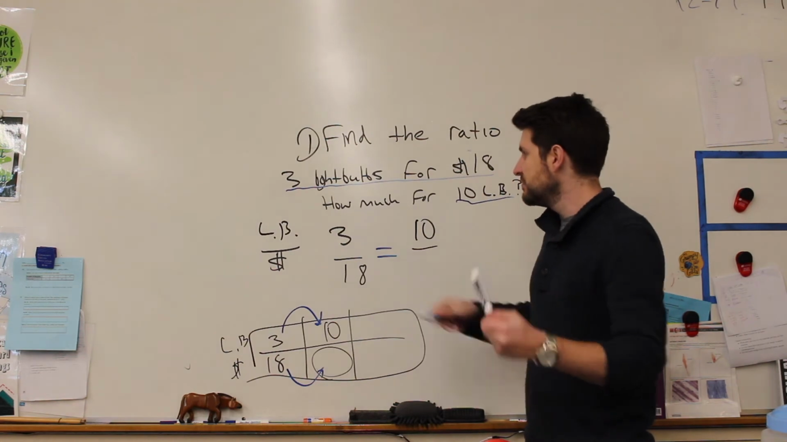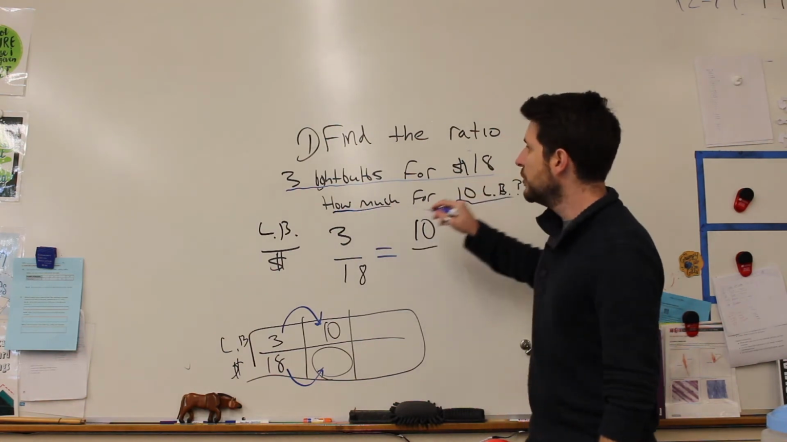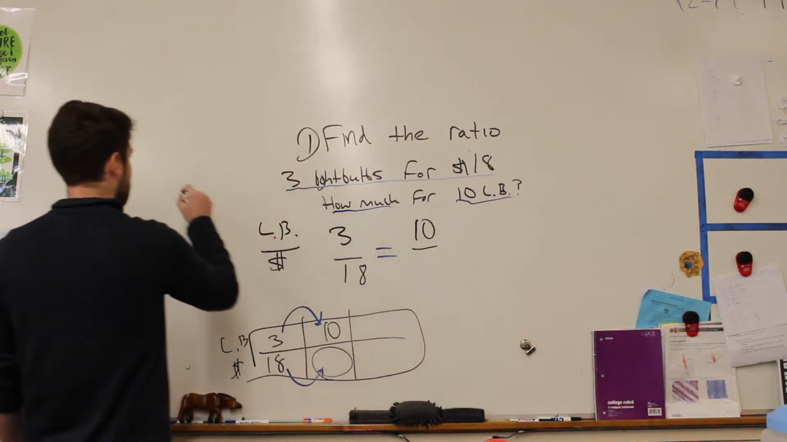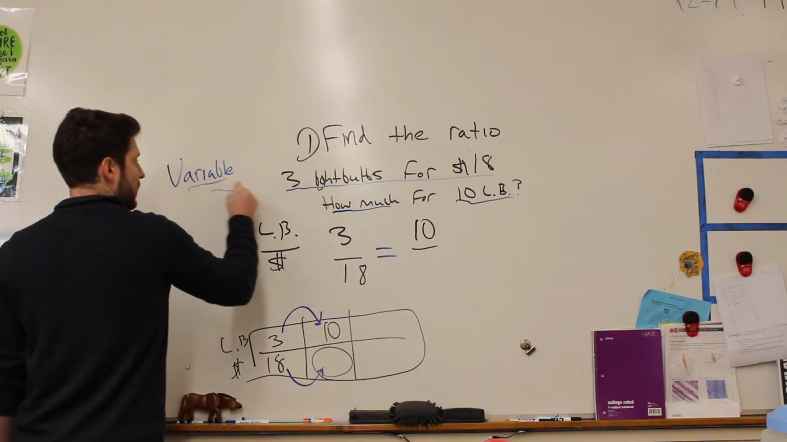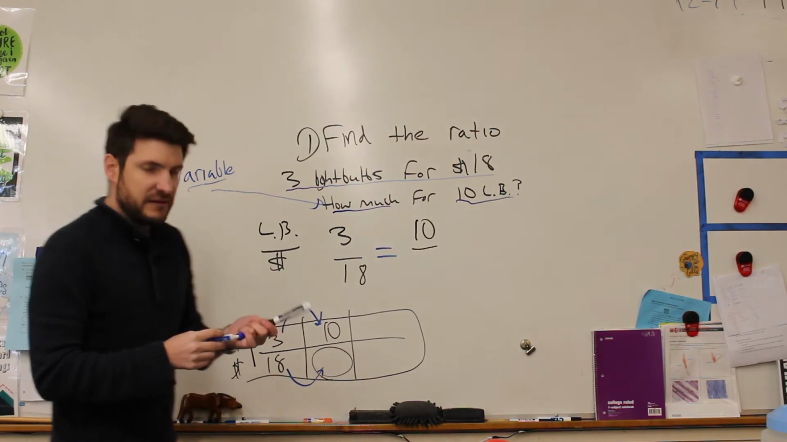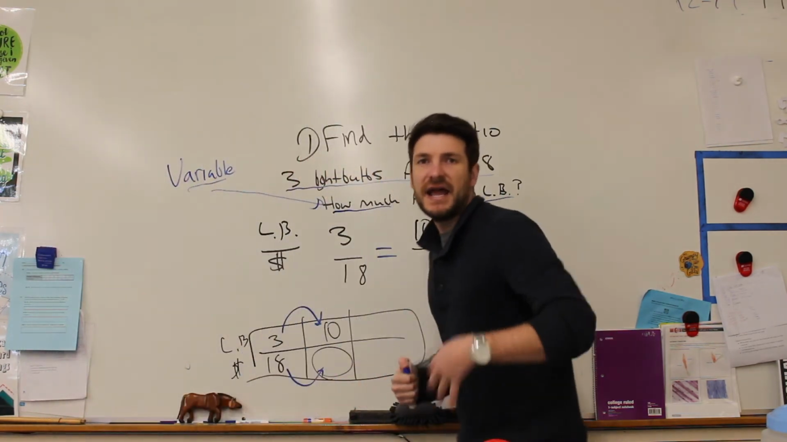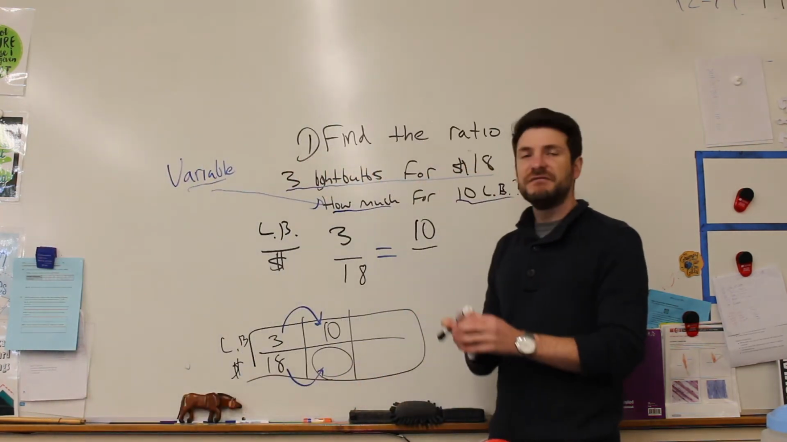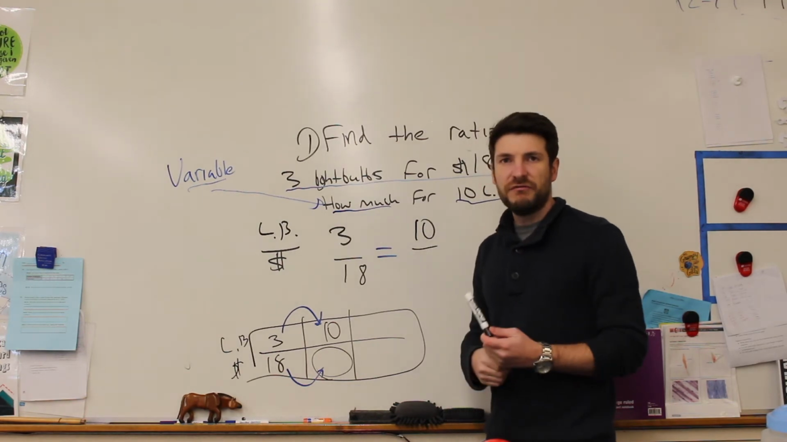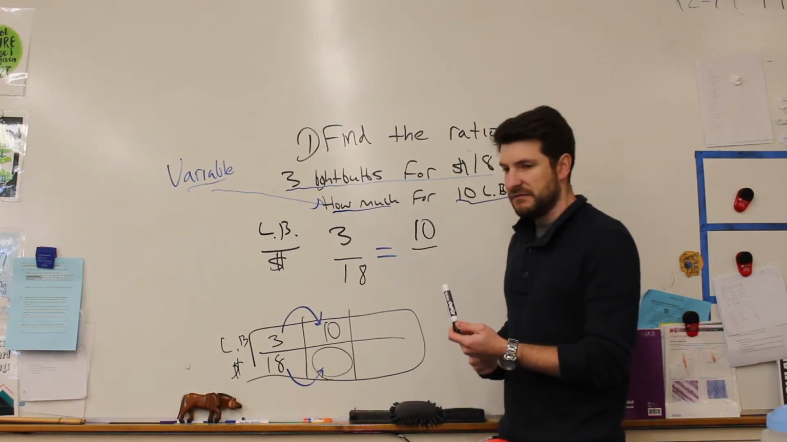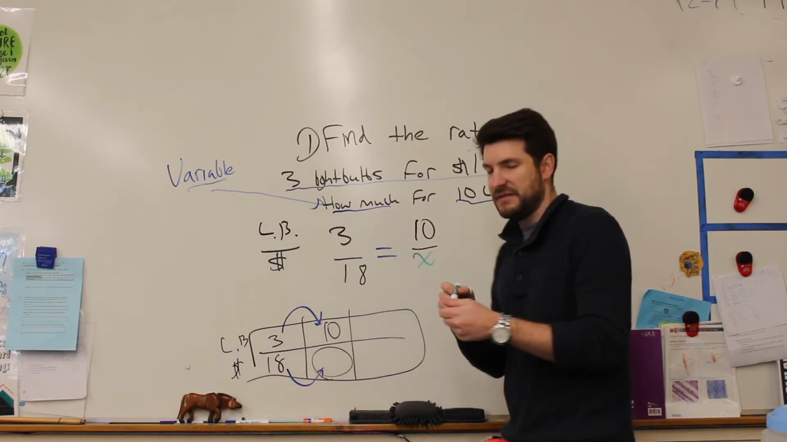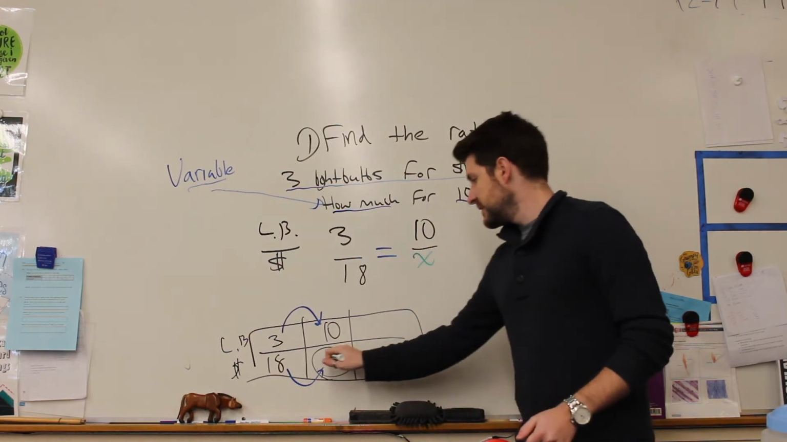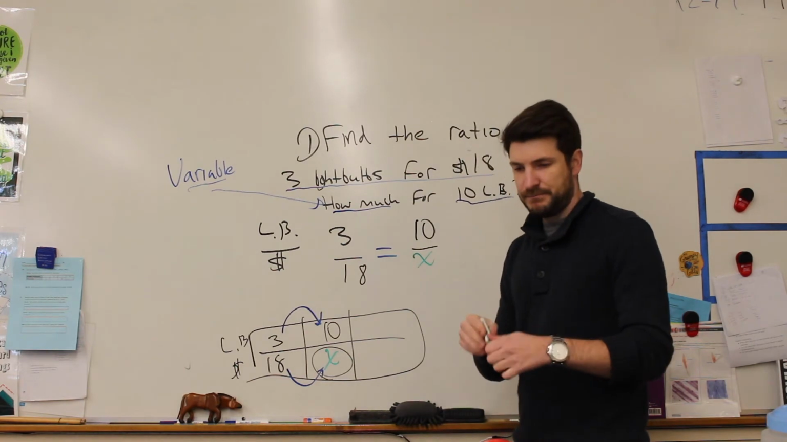So when we don't know something in a proportion problem, we're going to put a variable. That X, that Y, that S, that A, that T, all that fun stuff. We're going to put a variable there, and we're going to solve for that variable. So I'm going to put the variable X. I don't know, we're going to find that out. So that's what this would be. X. We don't know what it is yet.